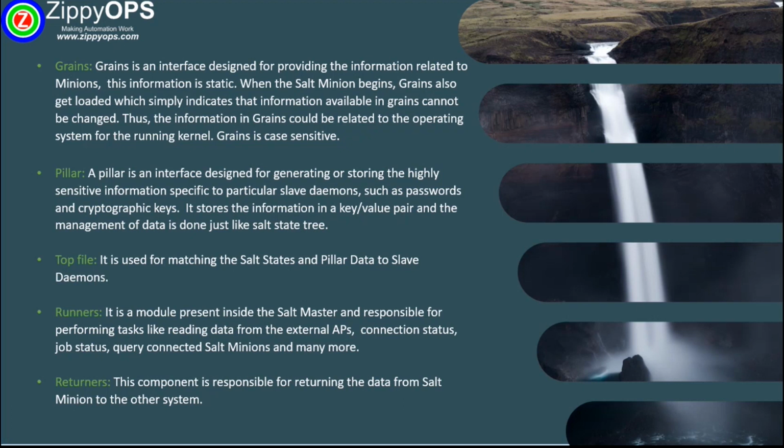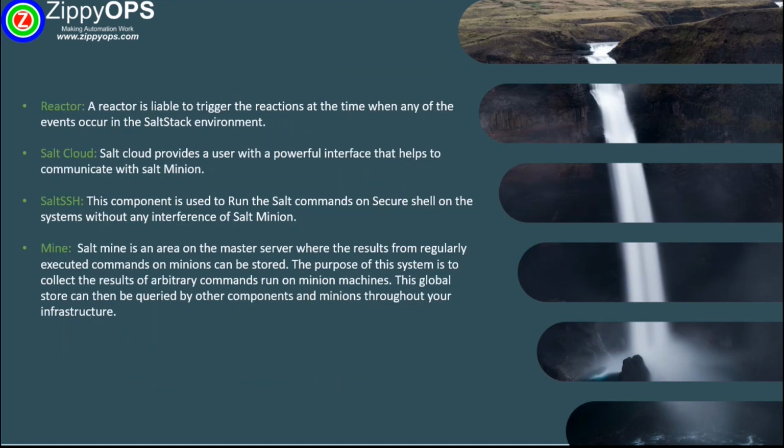Runners are the modules present on the salt master, and they perform tasks like reading data from an external API, and then querying and all those things. Returners are the ones which return the data back to the master or any other system. Reactors, I already told you, are based on events. On events, if I want to take any action, they will use it.